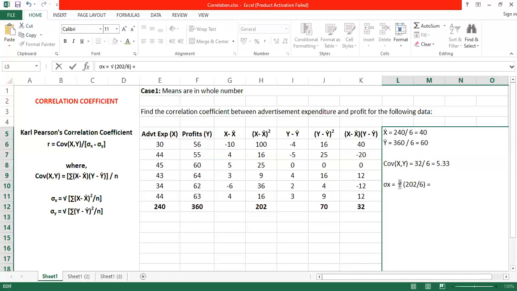Therefore, square root of 33.66, and find the square root of this. So it is 5.80. Now we have sigma x.